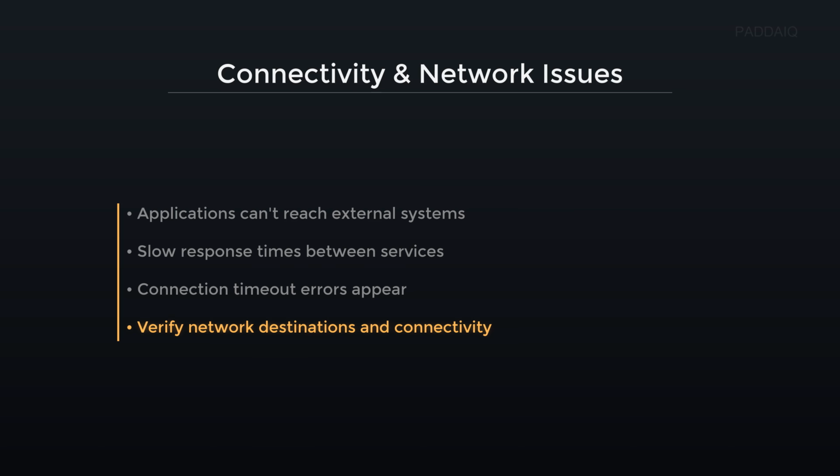Verify network destinations and connectivity. This means checking that your application can reach required external services or APIs over the network. For example, if your app needs to send data to Salesforce, you must confirm the connection path is open and accessible. Ensuring this prevents failures due to blocked communication channels.